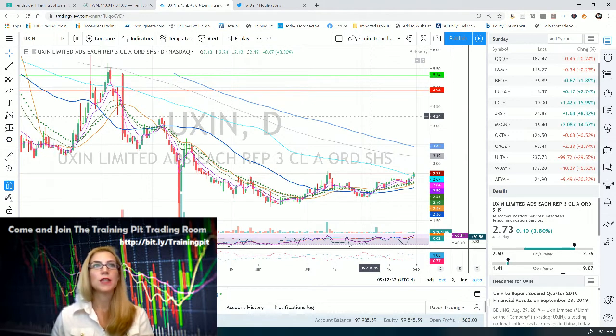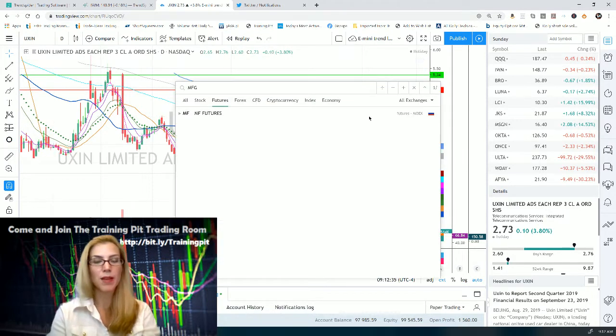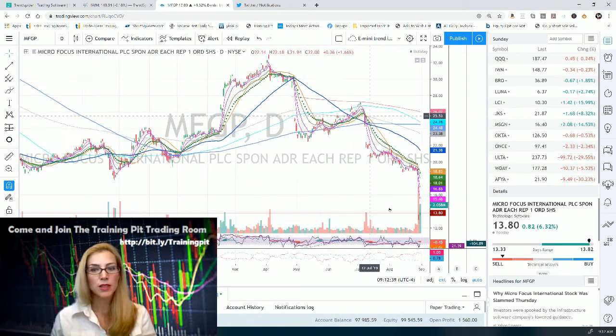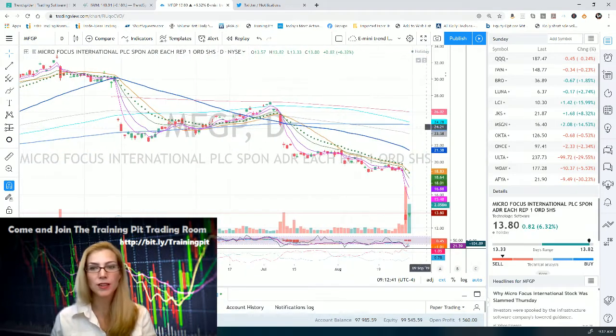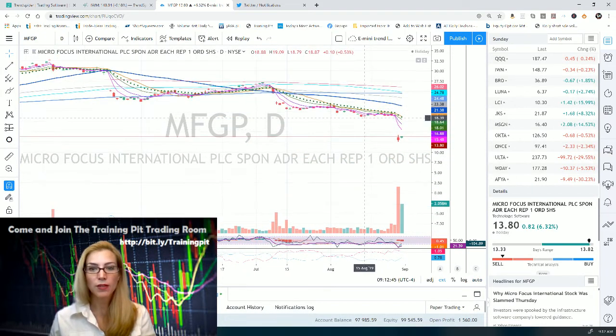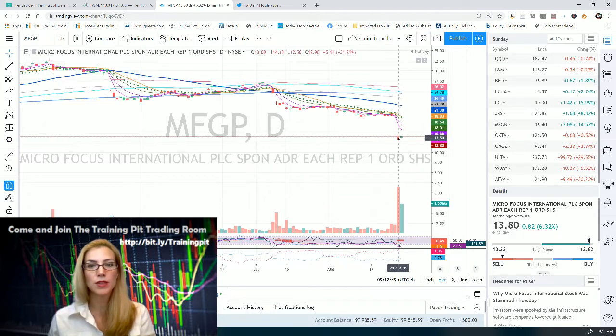So next potential long for longer term, MFGP. So this one, nice. You guys know me by now. I like to watch those gap fills. So we've got that right here, right? We had massive selling, and then second day it's coming up. So this has a high of 14.18.